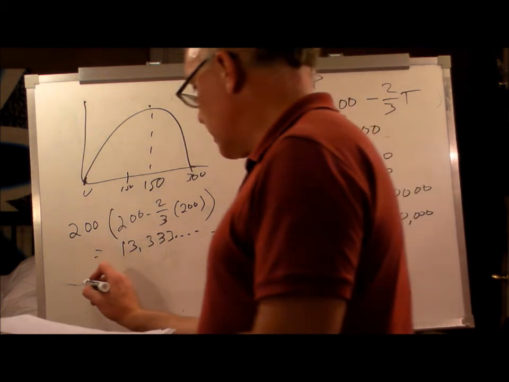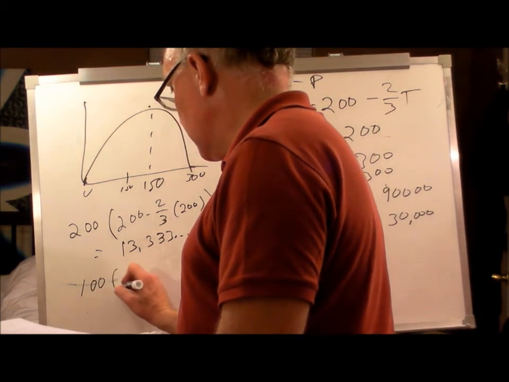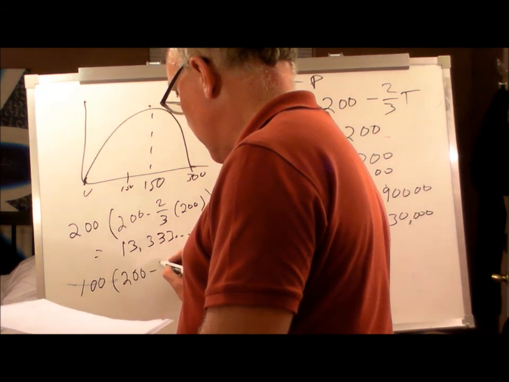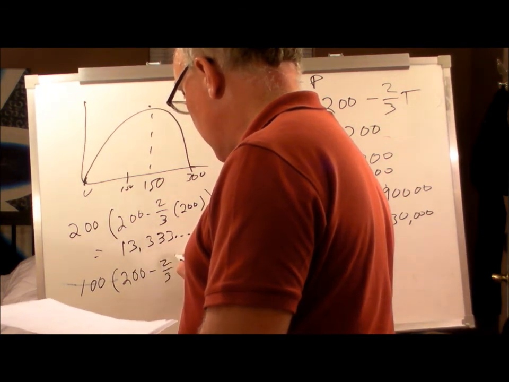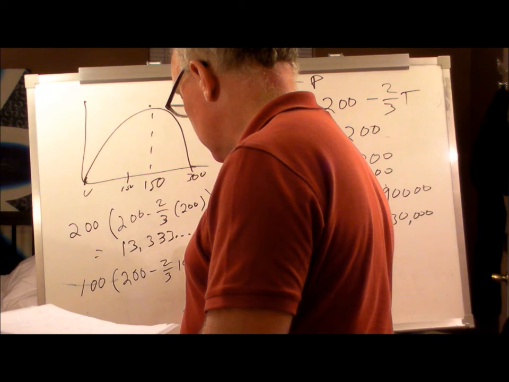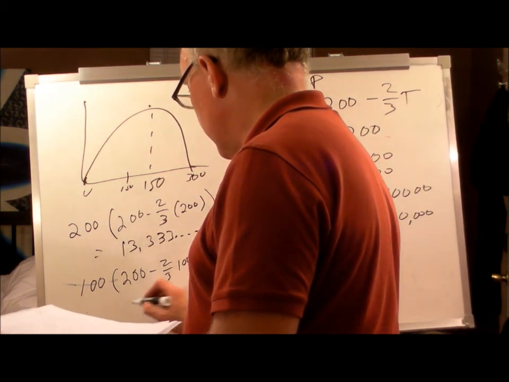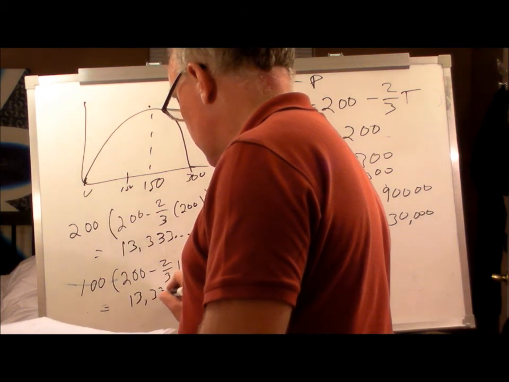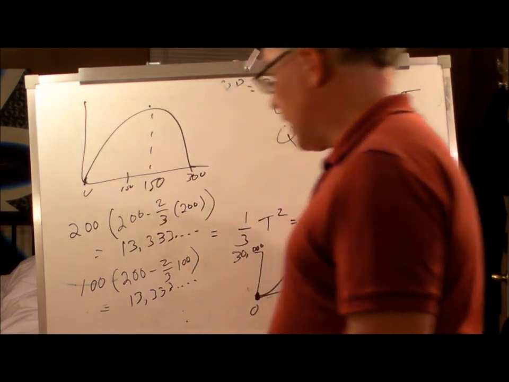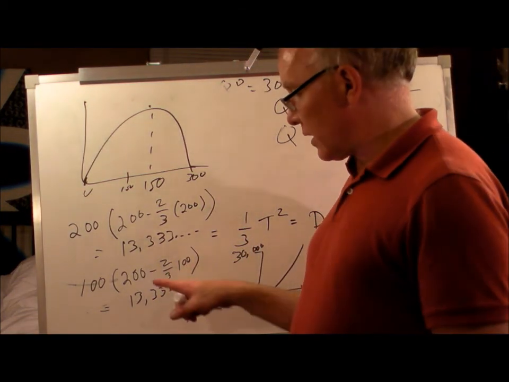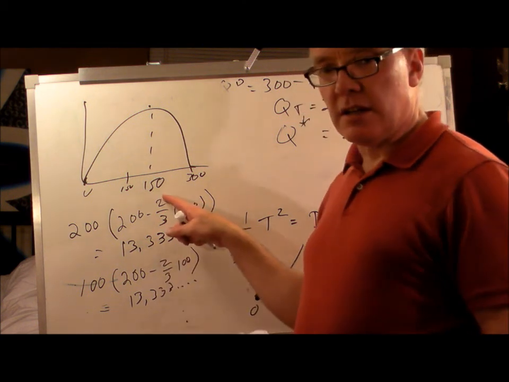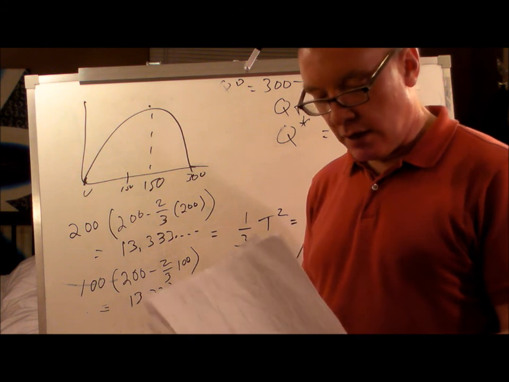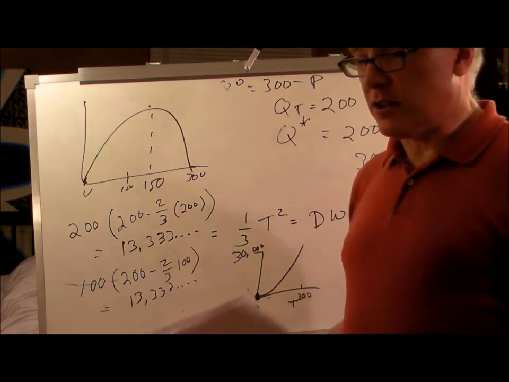And if the tax is 100, our quantity would be 200 minus 2/3 times 100. And that also is going to equal 13,333 and on. And I'll let you do on your own the fact that if you did 150, you would actually end up with a higher number than 13,333. So you can prove that to yourself.